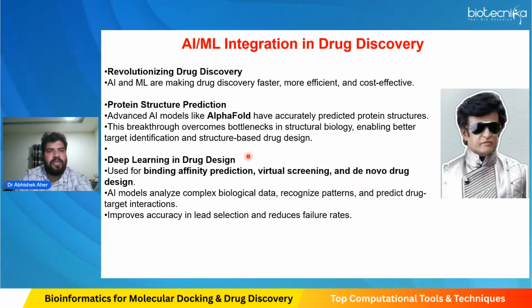Deep learning is also available in drug designing. Why is deep learning used? Because binding affinity prediction is now even more improved, and deep learning is also used for virtual screening. As I mentioned earlier, because of AI, the virtual screening time is reduced, and it is now even faster than before. De novo drug designing is also available. This AI model analyzes complex biological data, recognizes patterns, predicts drug-target interactions, improves accuracy in lead selection, and reduces failure rates.